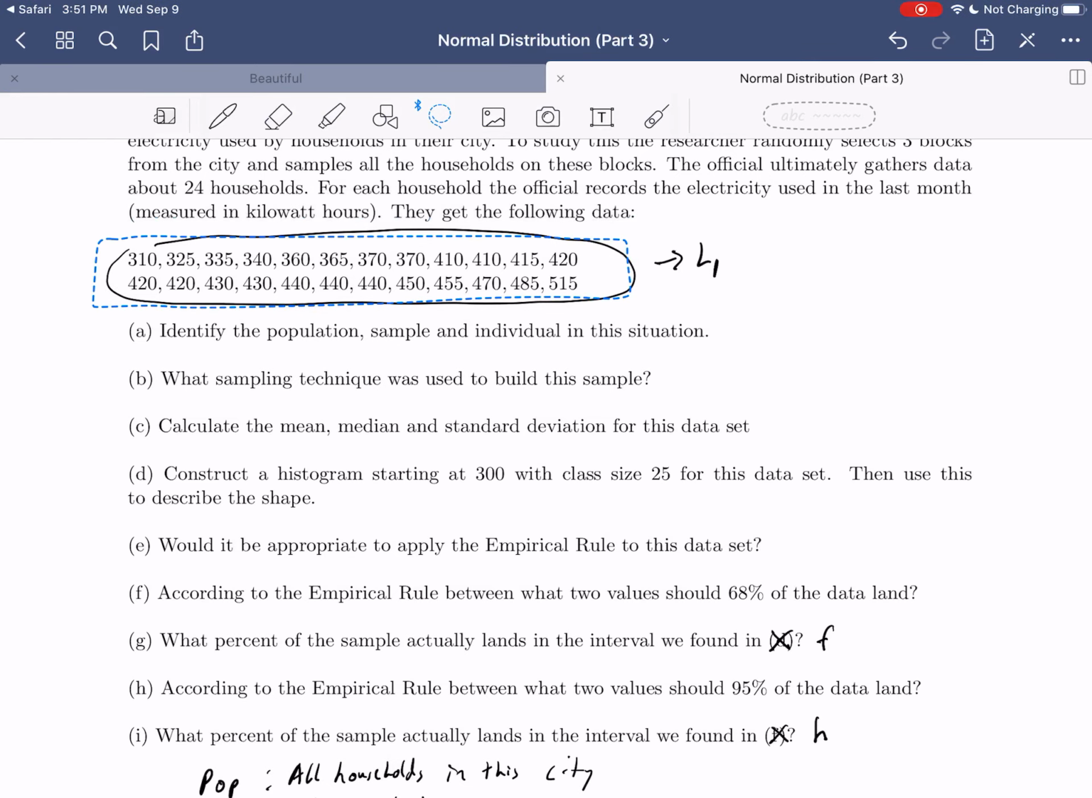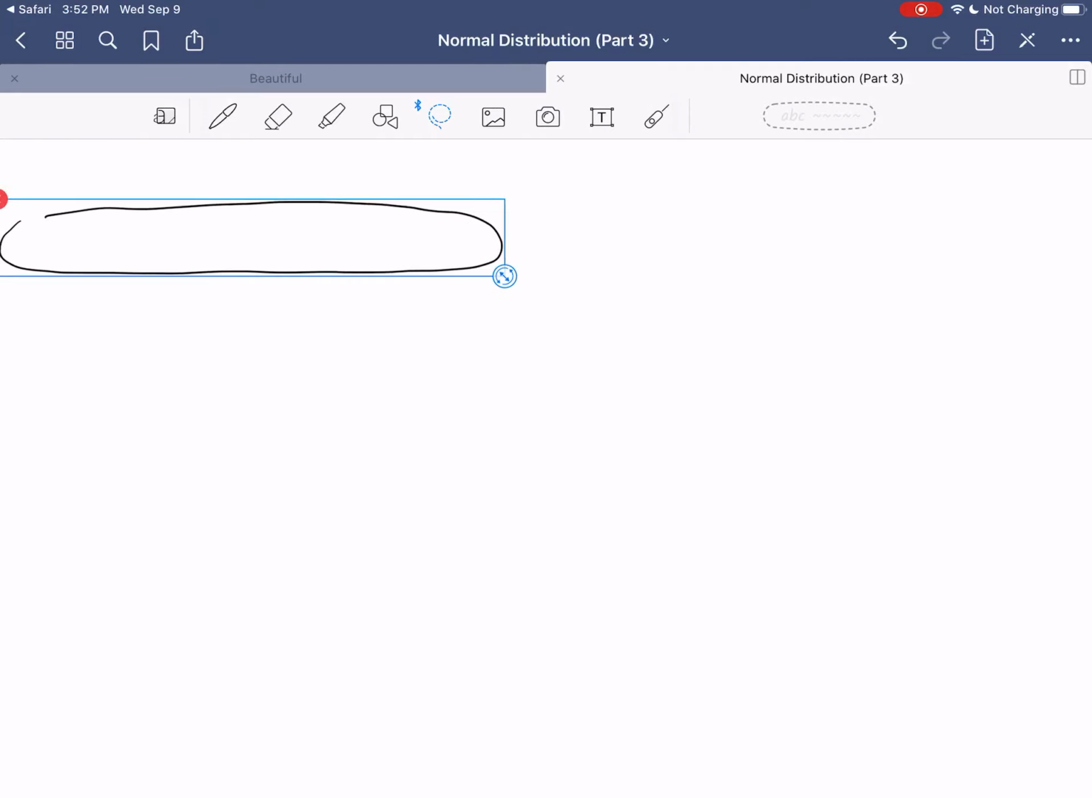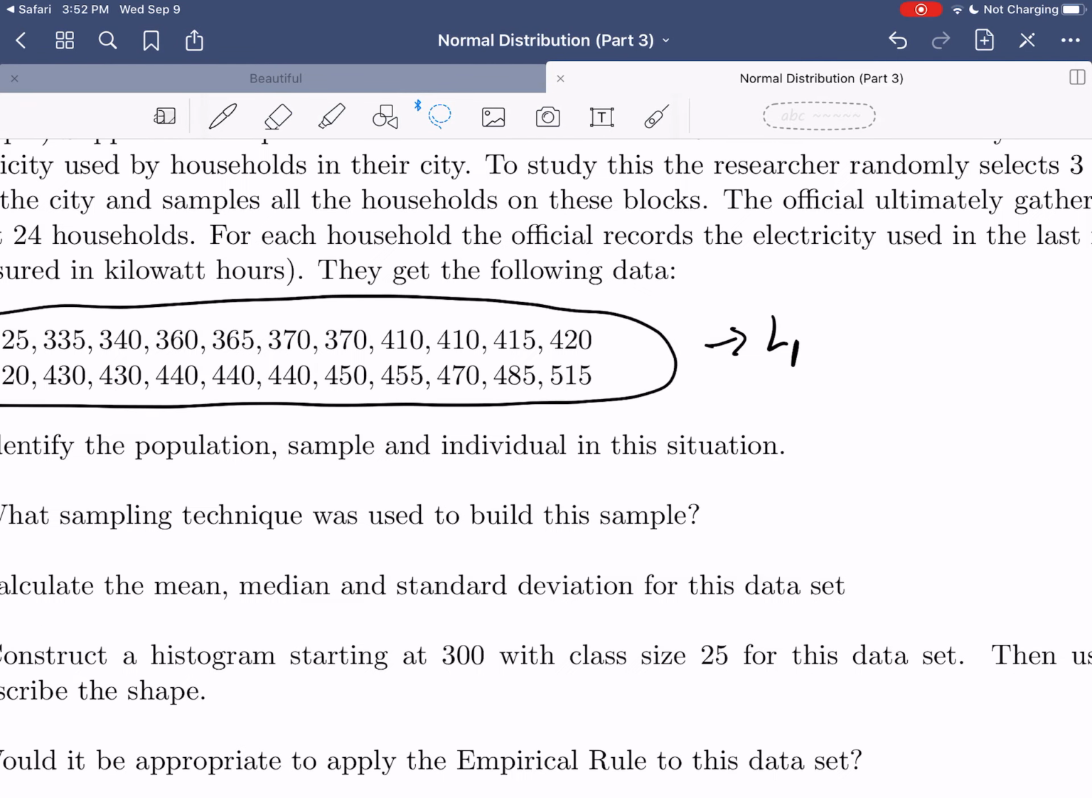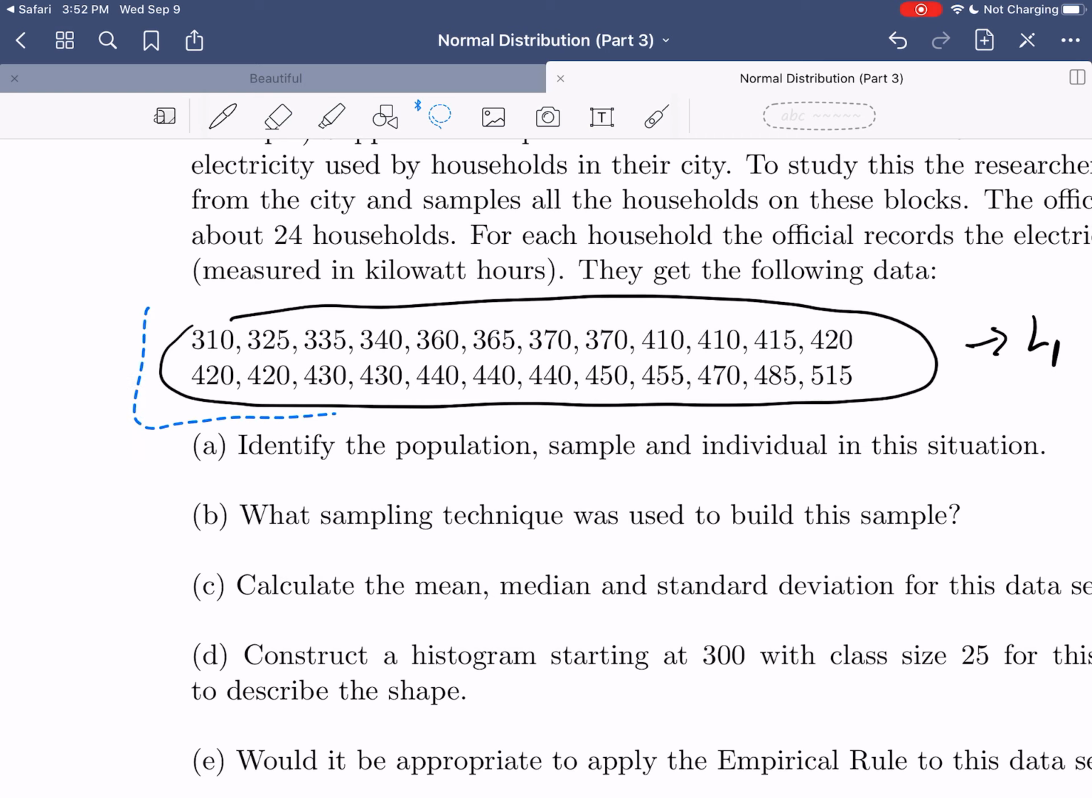So we'll copy that and let's give ourselves another page. We'll put our data up at the top here. Oh, we wanted the whole thing. Oops. Let's try that again. Okay, let's grab all of that.